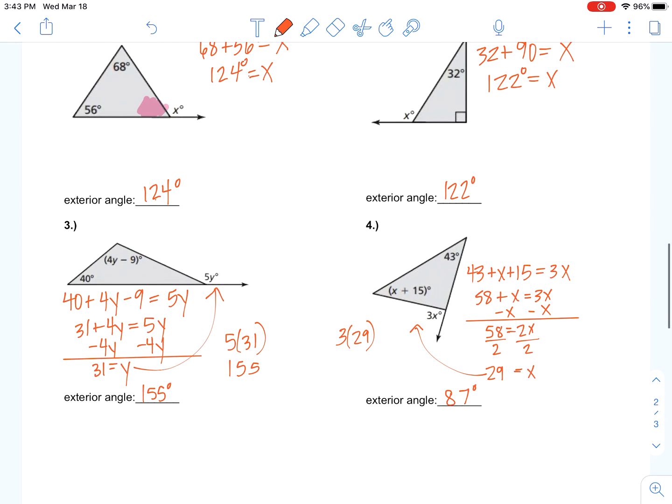All right, so these are not that complicated. The interior angles equal 180. For the exterior angles, we add the two interior angles and set them equal to the exterior angle, always making sure that you're finding the degree measurement in the end.